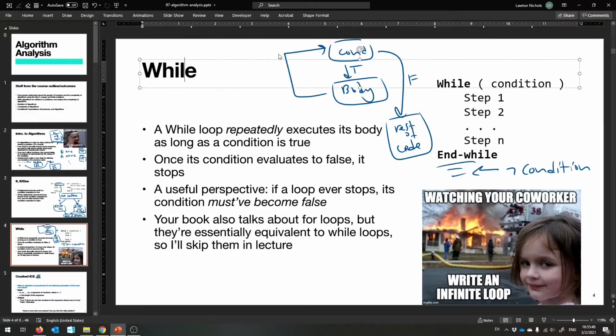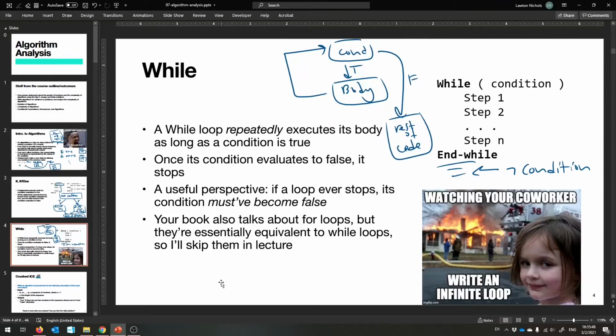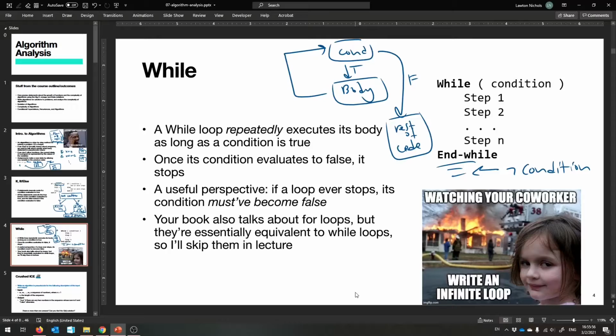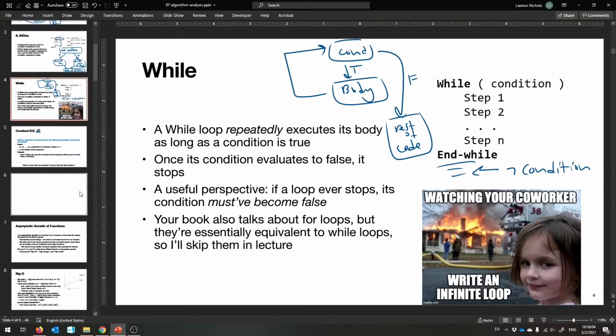Not too bad. I just want to show you these flowchart forms if you've never had that shown to you before. That's very important. And so yeah, your book also talks about for loops, so do read it, but they're pretty much a while loop in disguise, so I'm just not gonna spend any time on them here.